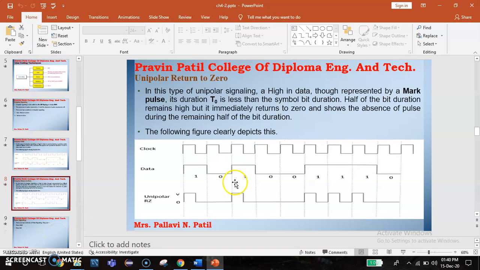The next is return to zero. Unipolar return to zero. In this type of unipolar, sending high data is represented by a mark pulse. Its duration T0 is less than the symbol bit duration. Half of the bit duration remains high, but it immediately returns to zero and shows the absent pulse for the remaining half of the bit duration. This is a diagram of RZ, that is return to zero.